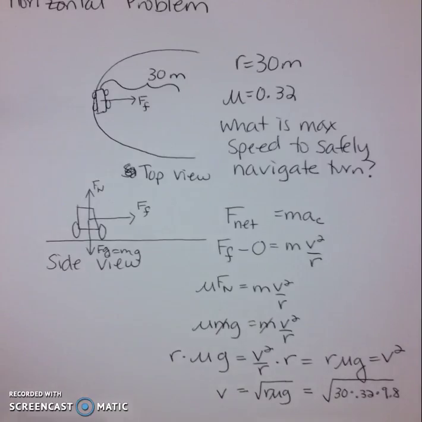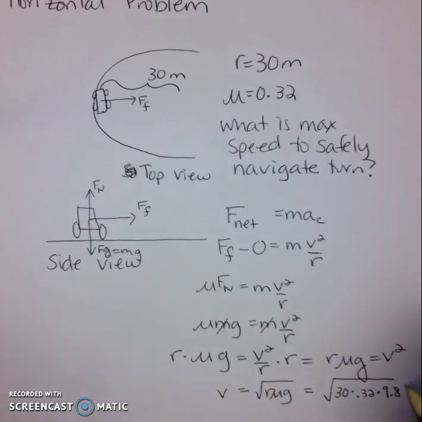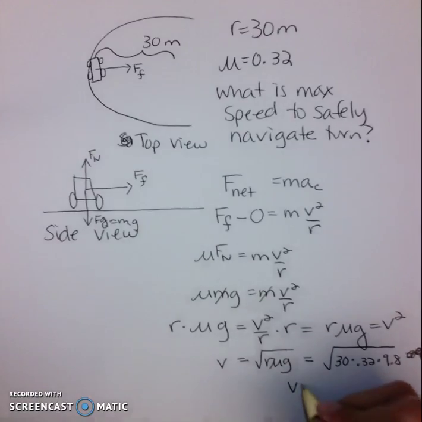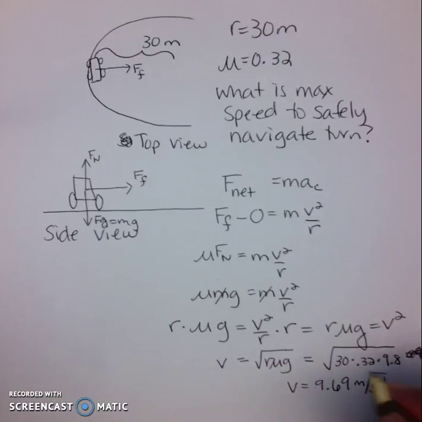I get 9.69. Whoops, I'm out of the screen. So v is equal to 9.69 meters per second. And that's your answer.